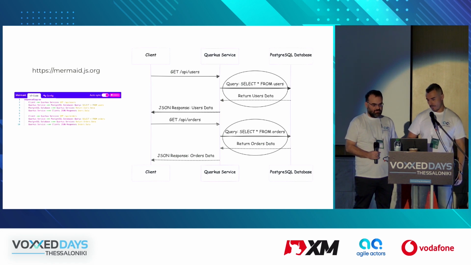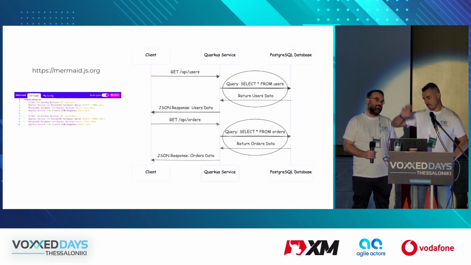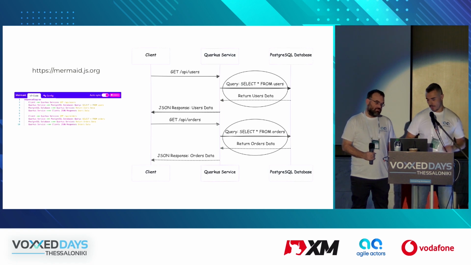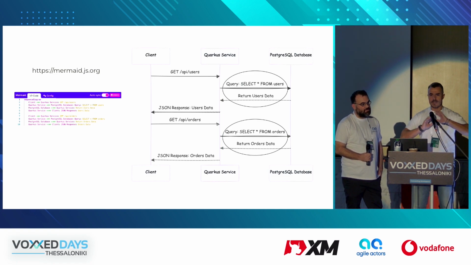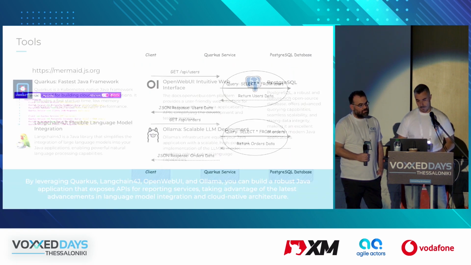And as you can see, we will have a client that invokes an API on a Quarkus service, gets data from the DB, returns the data. As simple as this. It's a very simple concept, right? But it has some complexities that we're going to see later on.